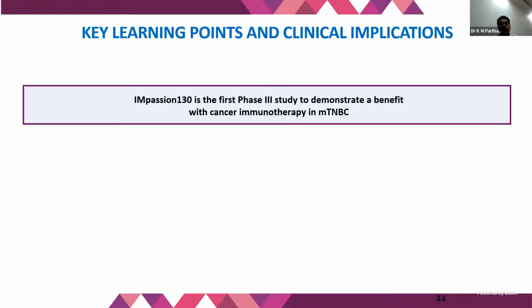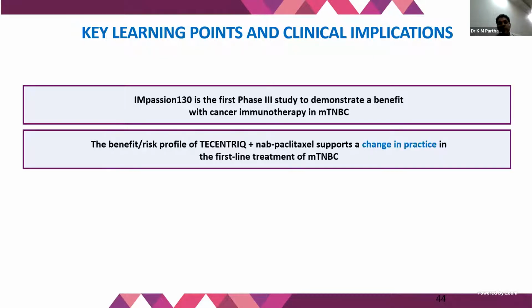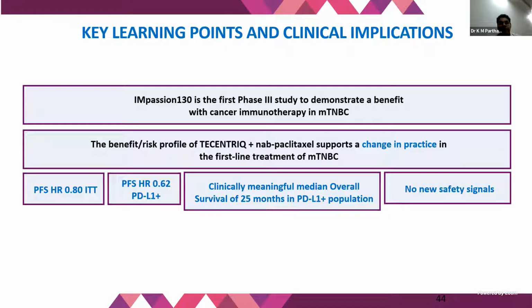So what are the key learning points that we have discussed today? IMpassion130 is the first phase 3 study to demonstrate a benefit of cancer immunotherapy in metastatic TNBC. The benefit and risk profile of Tecentriq and nab-paclitaxel supports a change in practice. And there is a clinically meaningful median overall survival benefit of 25 months, with 2-year survival in the PDL1 positive population. That graph we already showed. And the PFS is impressive, and the hazard ratio is 0.62.